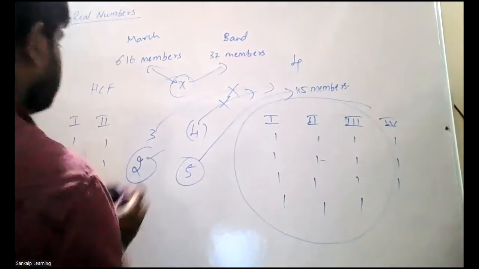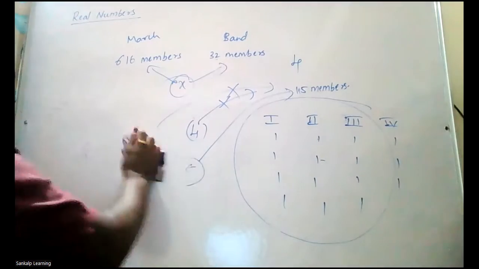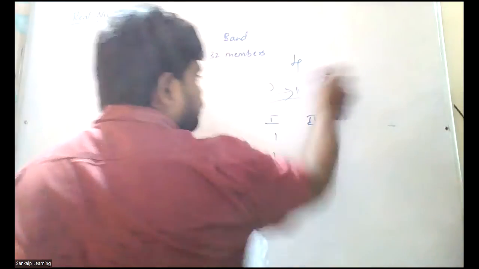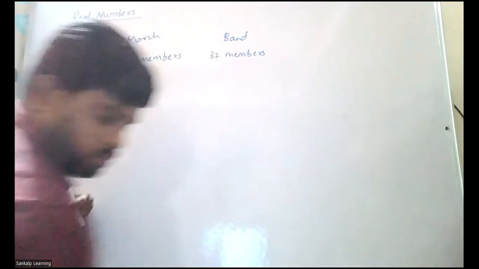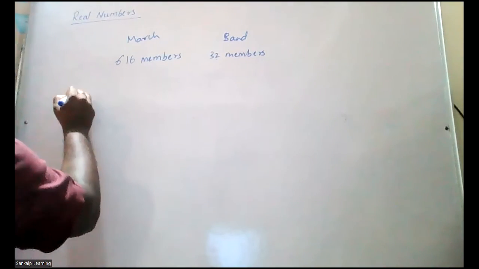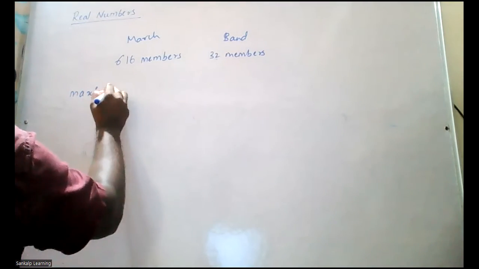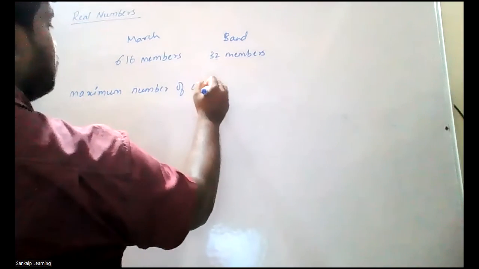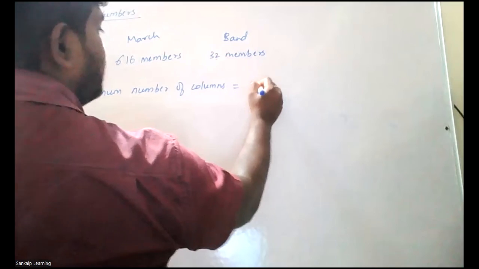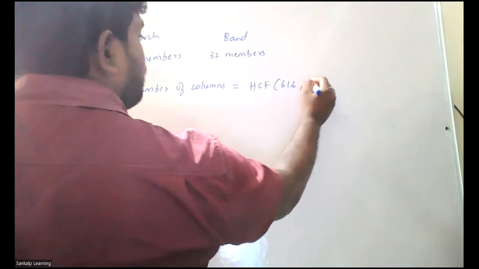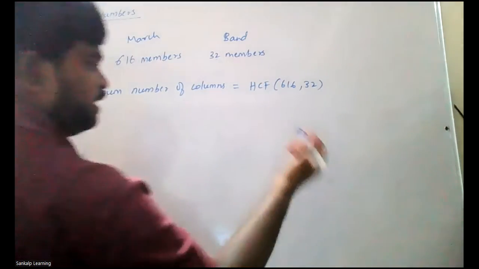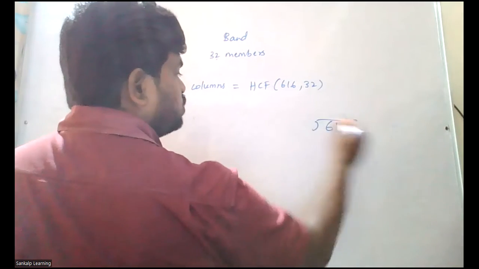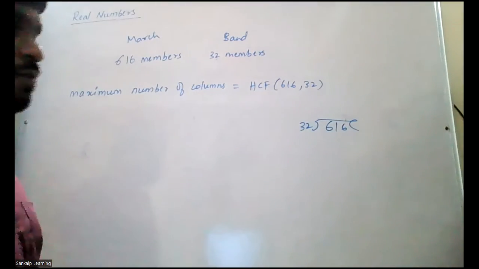So using Euclid's division lemma, let's find the HCF of 616 and 32. So let's write down: maximum number of columns is equal to HCF of 616, comma 32. So let's find. 616 will be your dividend. 32 is your divisor. The smaller one will be the divisor. The bigger one will be the dividend.